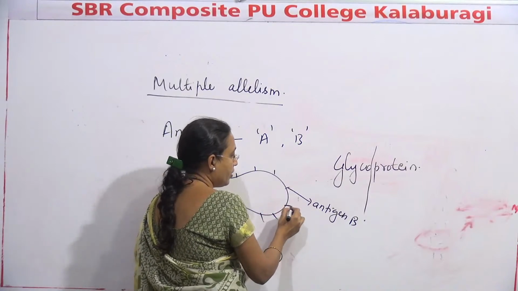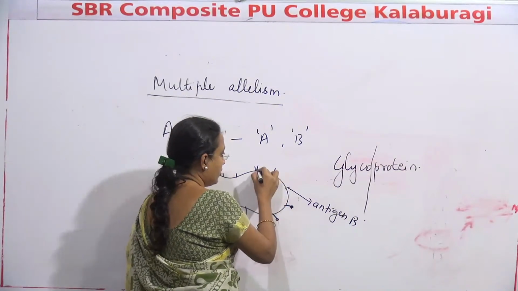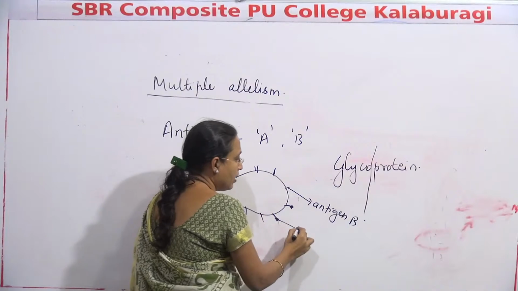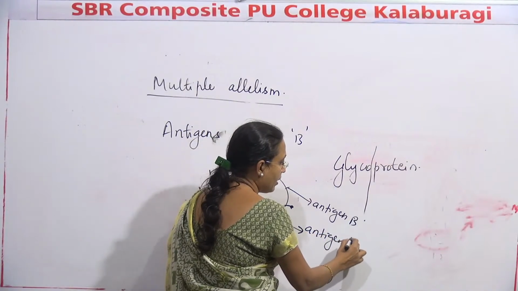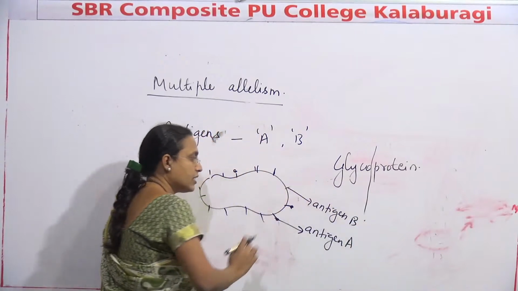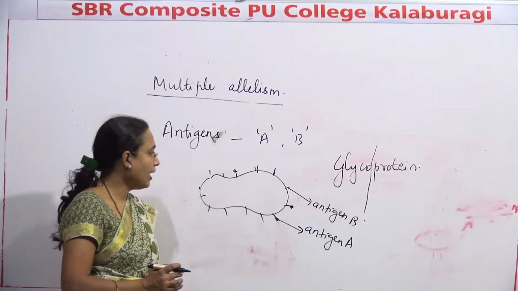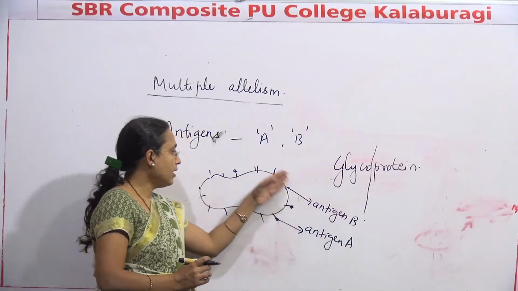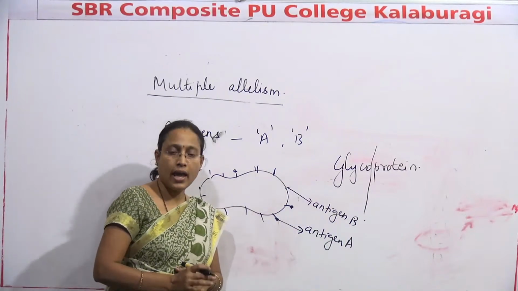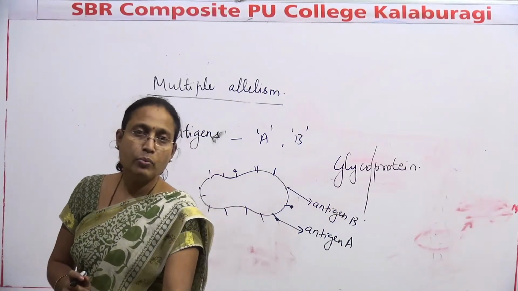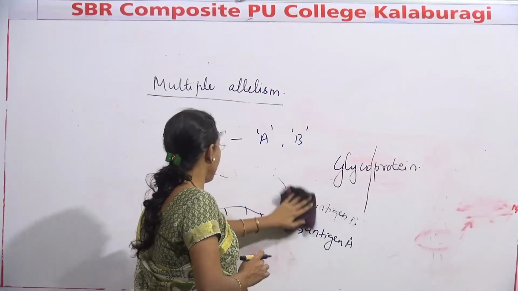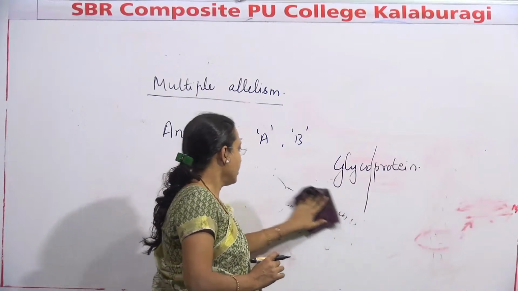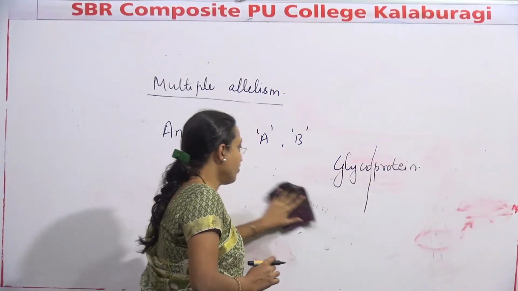And if the person's RBC have both antigen A as well as antigen B, then the person's blood group will be AB. And if the person does not contain any of the antigens, then his blood group will be O.